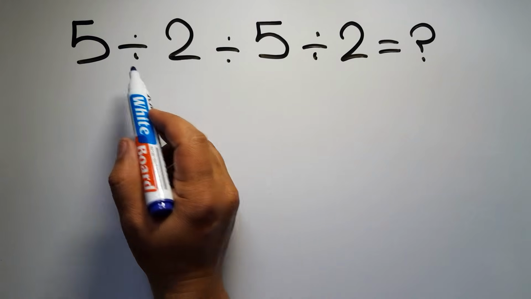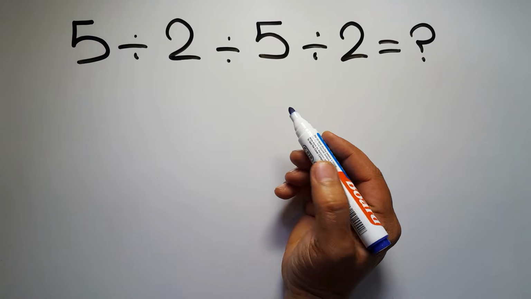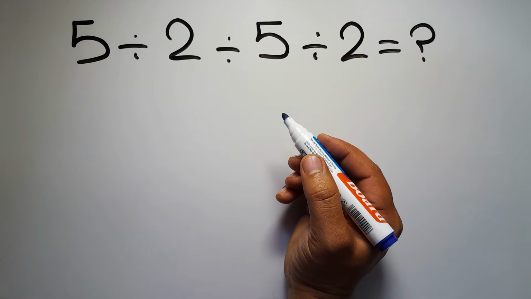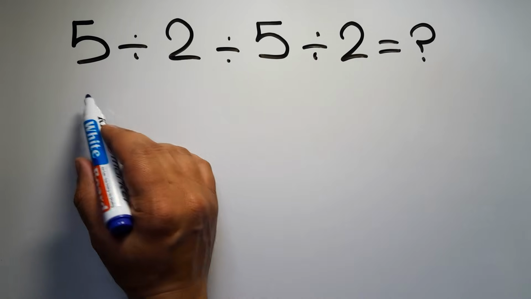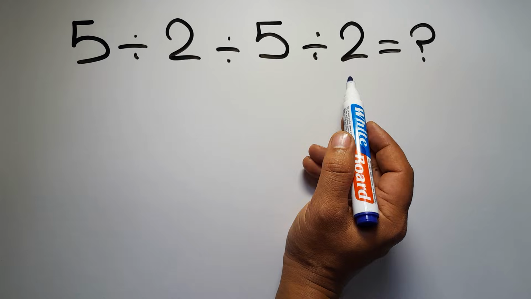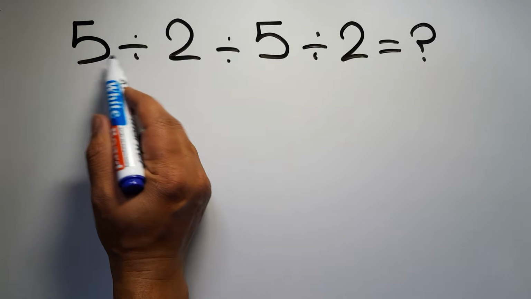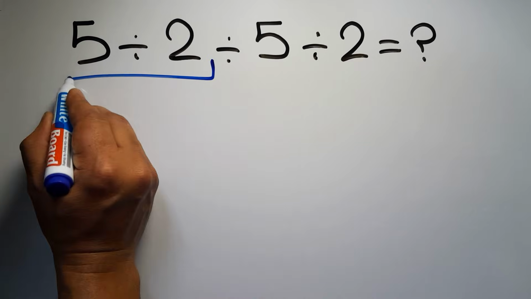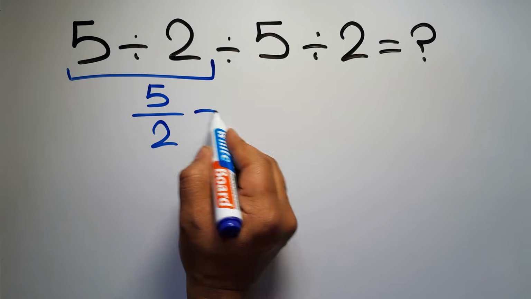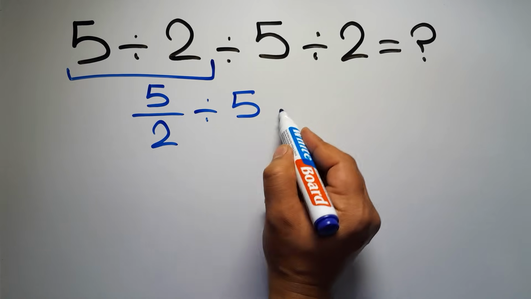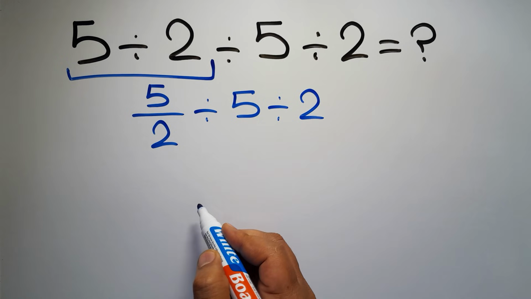In this expression, we have 3 divisions. And according to the order of operations, when we have more than one division in an expression, we have to work from left to right. So here, first we have to do this division. 5 divided by 2 can be written as 5 over 2. Then divided by 5 and divided by 2.